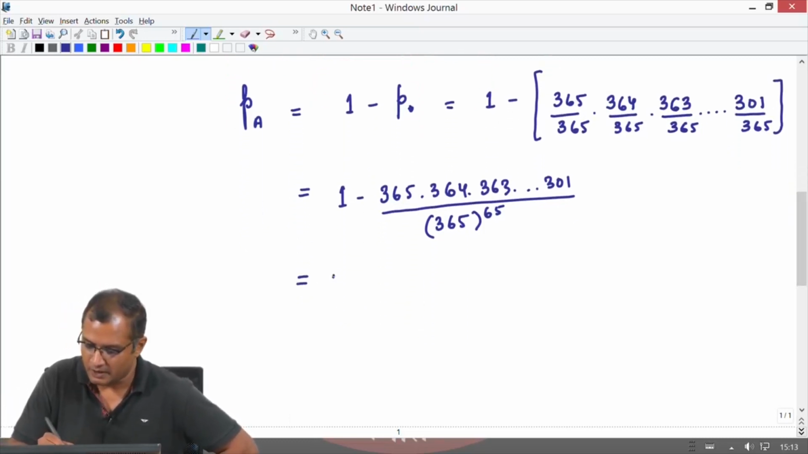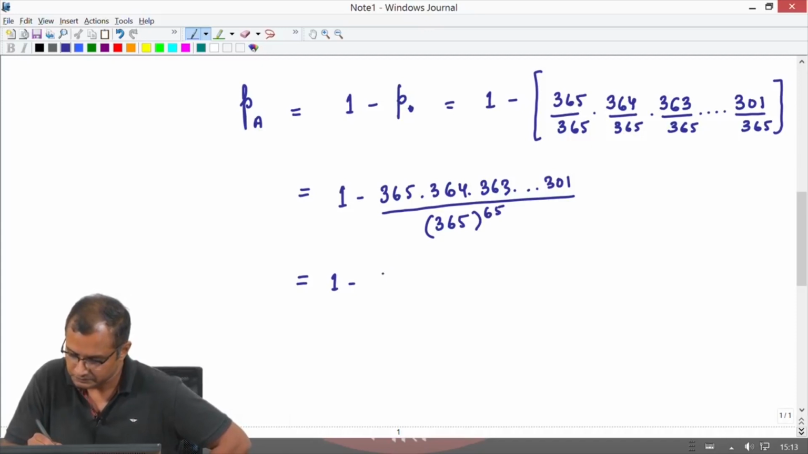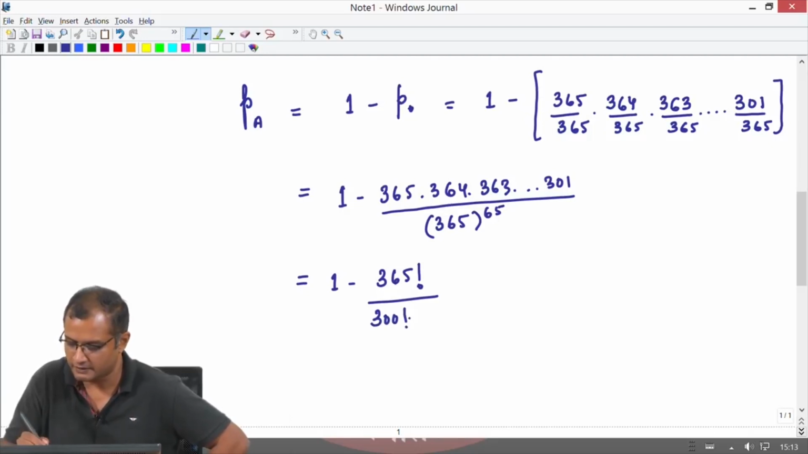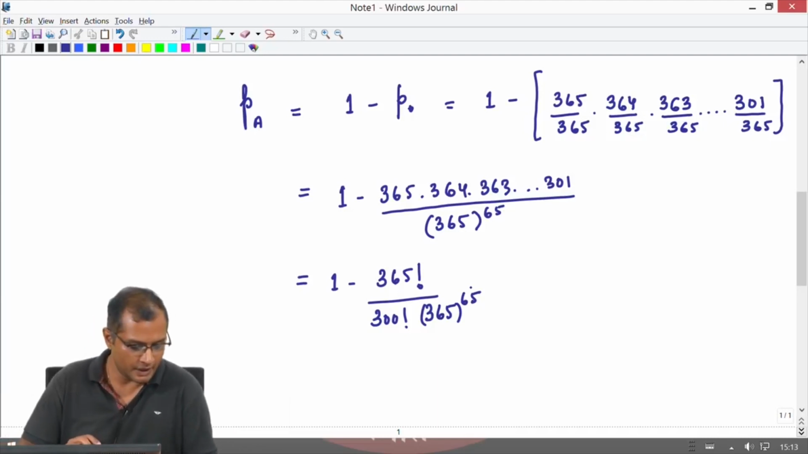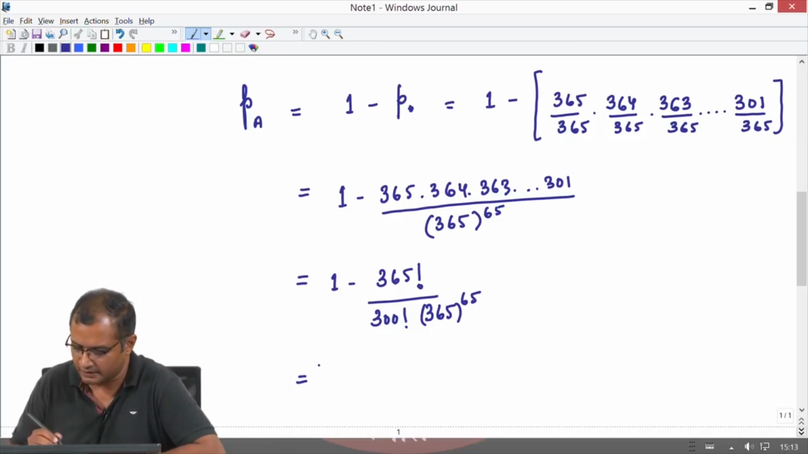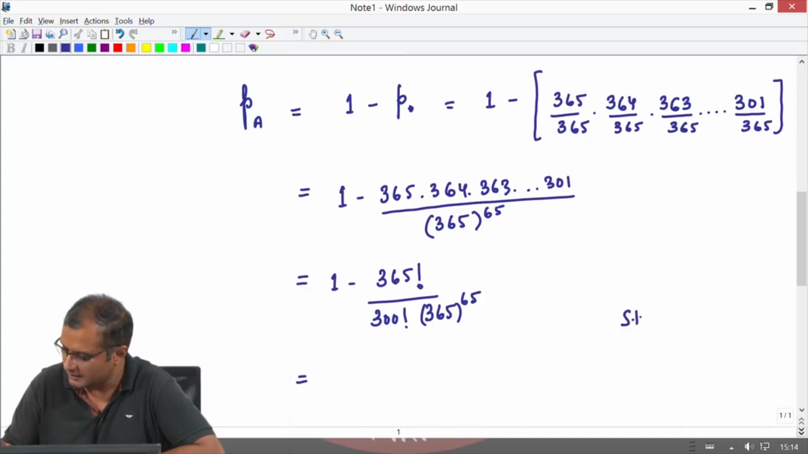And this can be written as 1 minus 365 factorial upon 300 factorial into 365 to the power 65. Okay. And if you solve this, you can compute the answer in a calculator, or you can use a simple Stirling's approximation that I can write down.